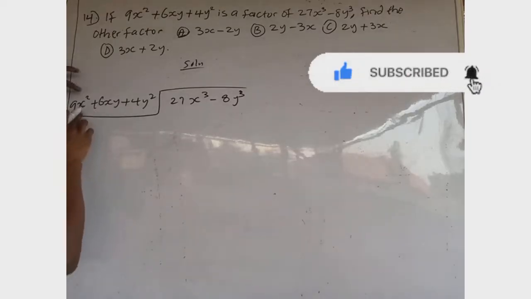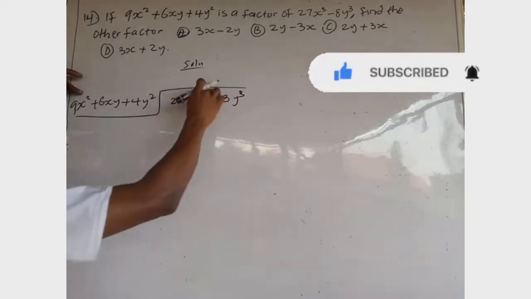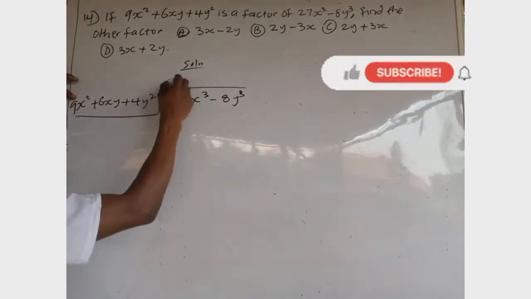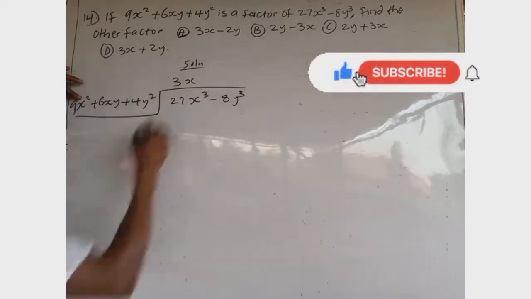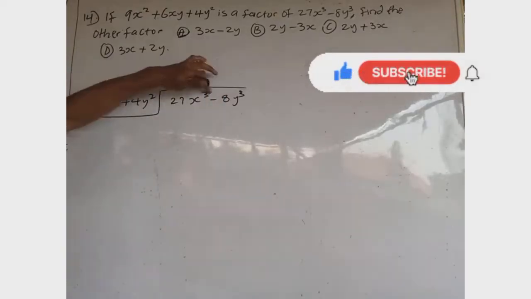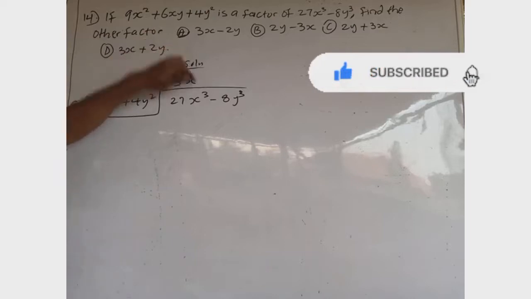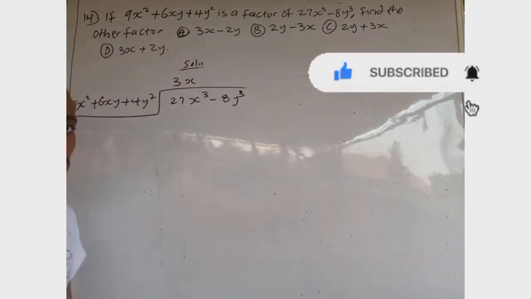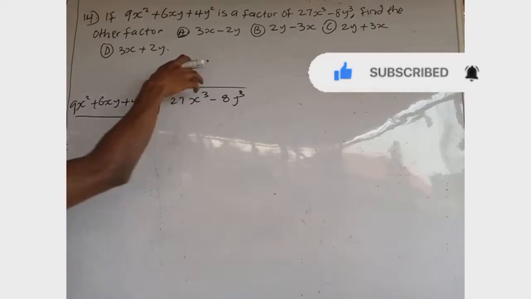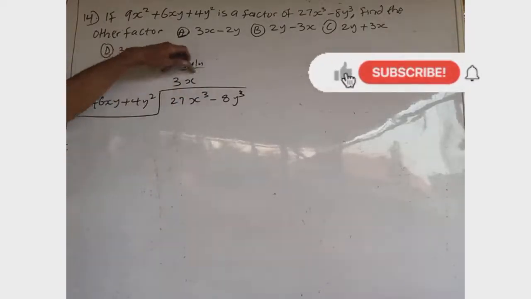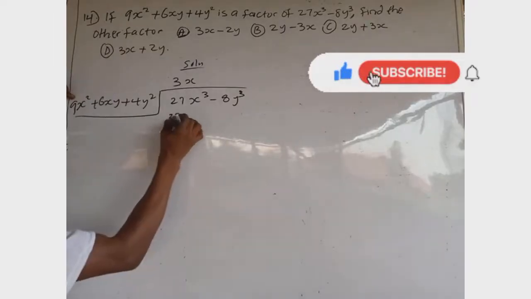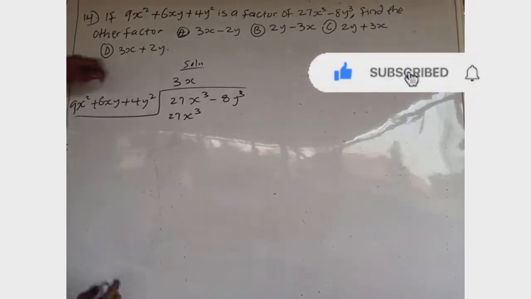Use 9x squared divided into 27x to the power 3. 9 divided into 27 we have 3. x squared divided into x raised to power 3 is x, because we subtract 2 from 3, and we have x. So now we are doing the first division. The next thing to do is to multiply the answer you get here by all this. Okay? 3x times this gives 27x raised to power 3.